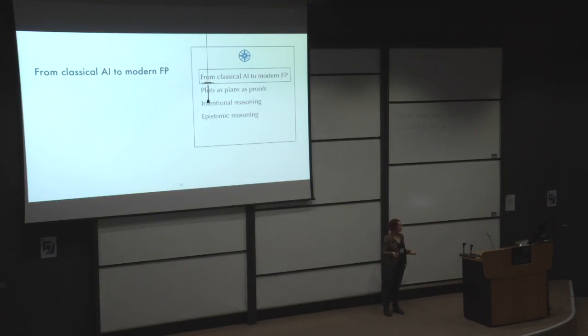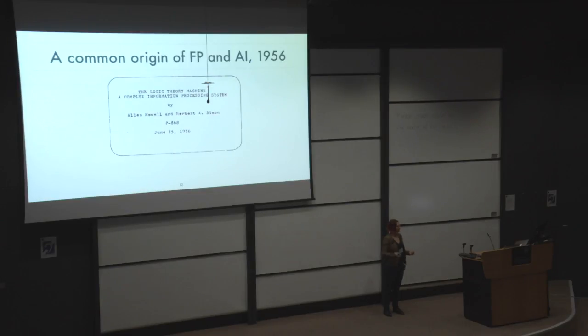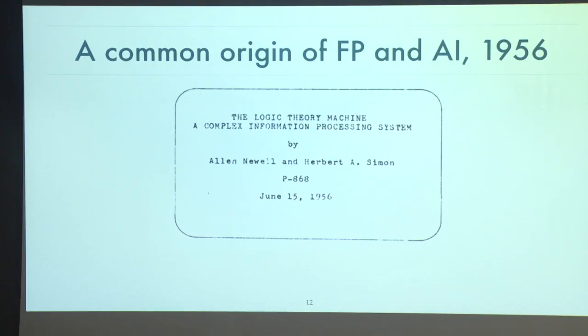So first of all, from classical AI to modern functional programming begins, at least in my Carnegie Mellon biased view of history, in 1956 with Newell and Simon. They developed this system called the Logic Theory Machine, and they wrote this paper, The Logic Theory Machine: A Complex Information Processing System. This was a theorem prover, essentially. They described a fragment of propositional logic and some processes for proving those propositions.